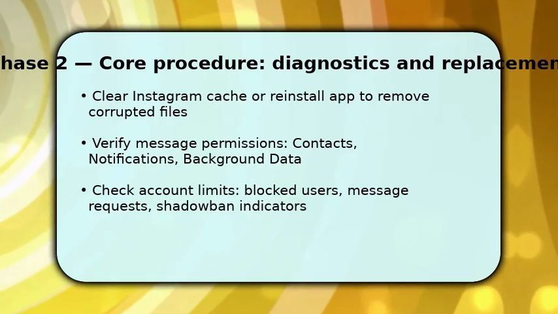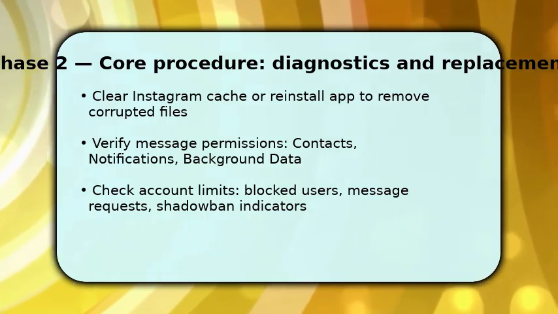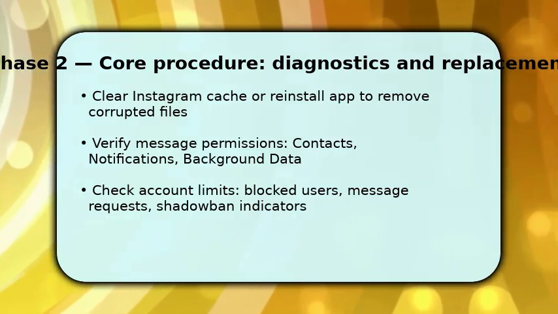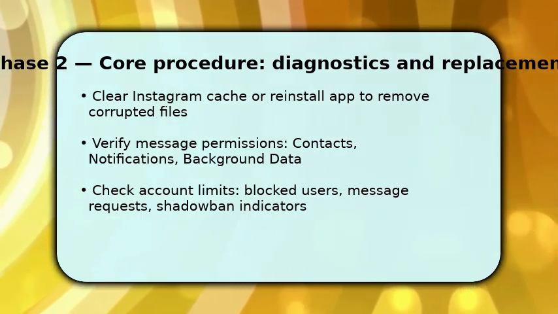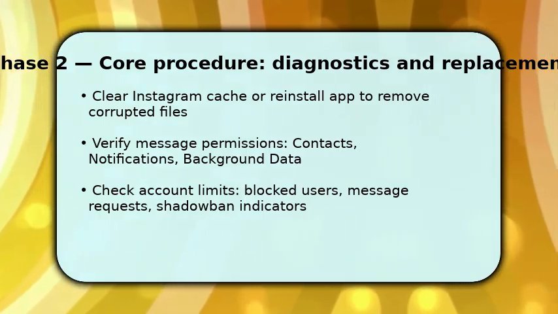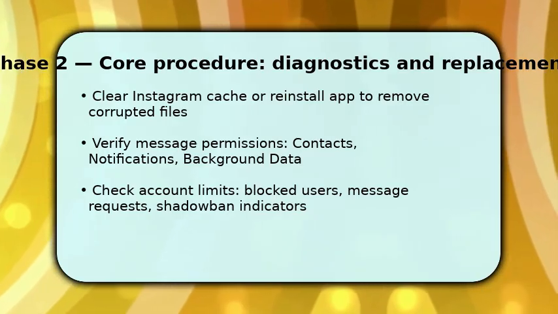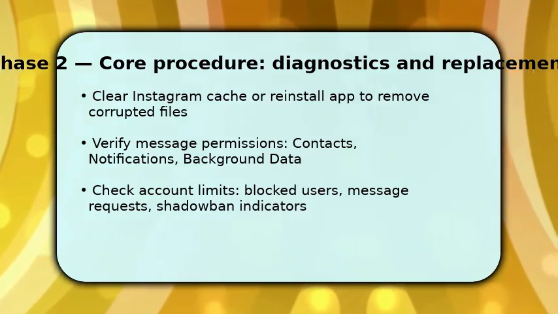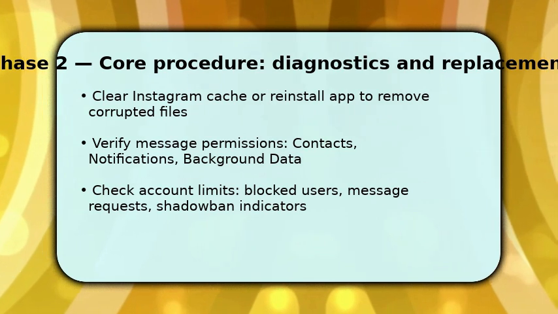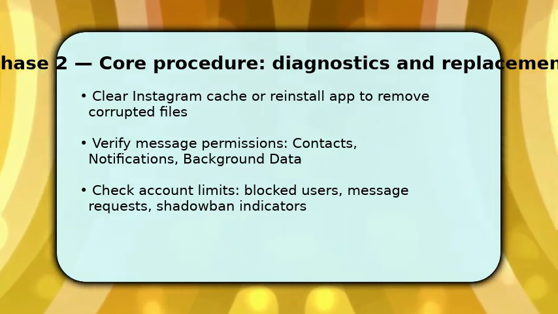Make sure Instagram has required permissions, contacts, notifications, and background data so messages sync and send. Also check account side limits. Ensure the recipient hasn't blocked you, review message requests, and watch for reduced outreach that suggests a temporary restriction. If you changed the phone or number recently, reconnect accounts and verify your phone or email for confirmation codes.